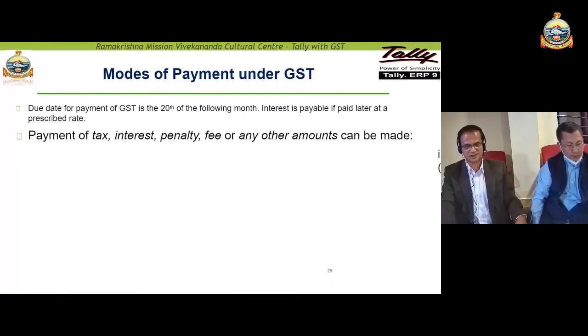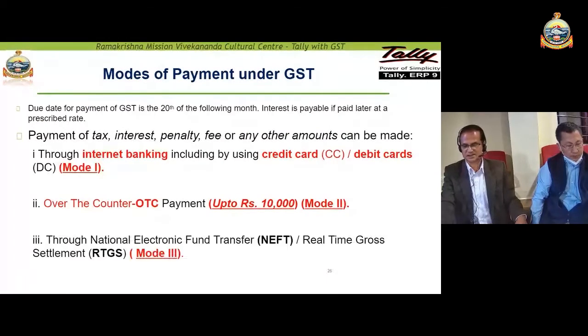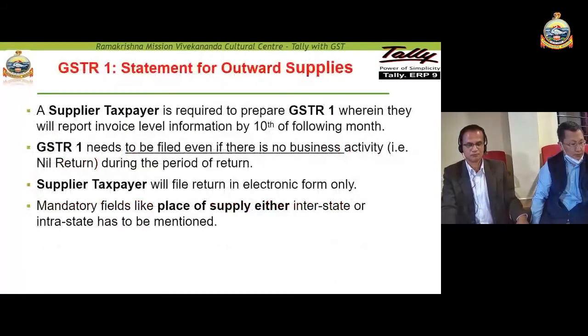Modes of payment under GST: GST accepts only online payment. It has to be online. Up to 10,000 rupees could be paid over the counter, which is called OTC, through cheque. Otherwise, if not online, it has to be paid through NEFT or RTGS, means with a proper challan.